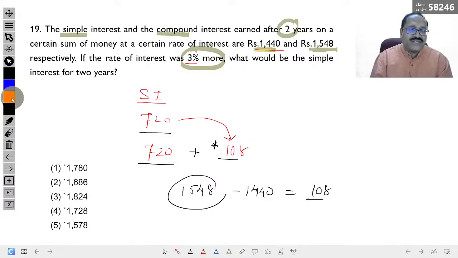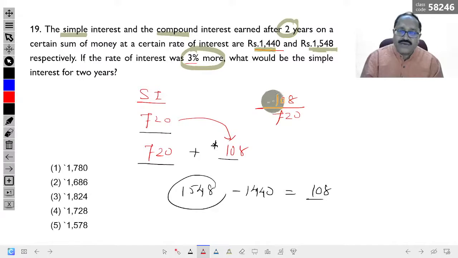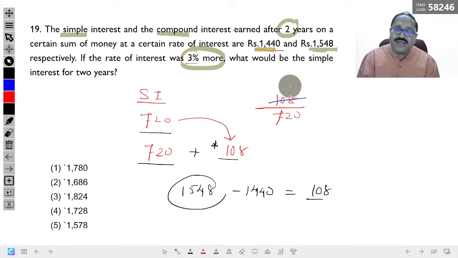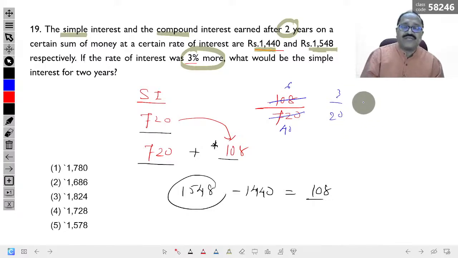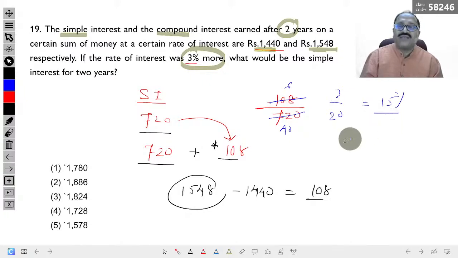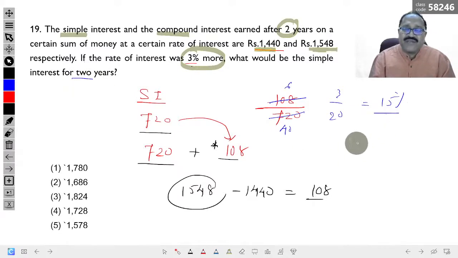So let's work out over here. That is, what is 108 is what percentage of 720? So I noticed that it gets cancelled with 6, 18, 6, and with 18, 4, and 3 by 20. And if this is 3 by 20, which is nothing but 15%. So R is 15%. So if it is 3% more, then what would be the simple interest for 2 years? So 3% more means that will be 18%. And for how many years? 2 years. That means you have to find out 36%.